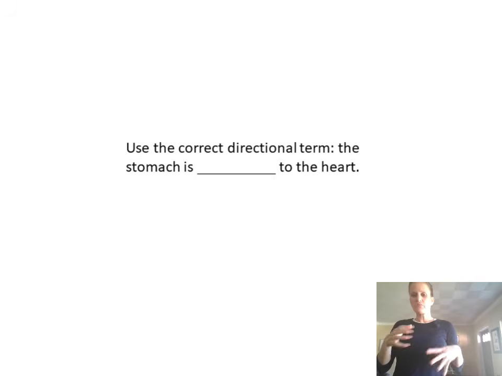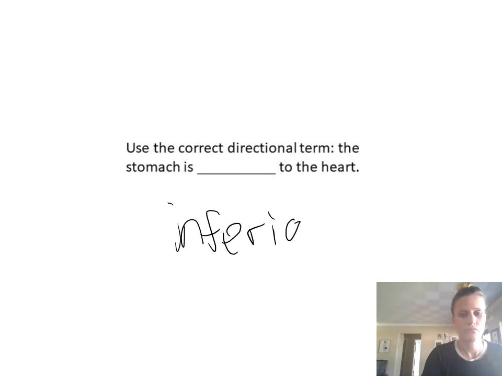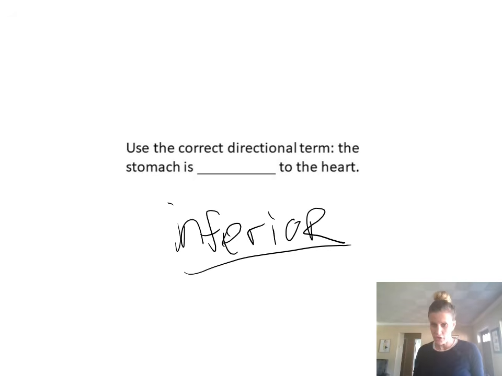So if we just use normal terms first, the stomach is what to the heart? The stomach is below the heart. That makes sense, I think, to most people. It's down below the heart. So what directional term means below? That would be inferior. The stomach is inferior to the heart. It's below the heart. The opposite of inferior is superior. So I could say the heart is superior to the stomach, right? The heart is above the stomach.